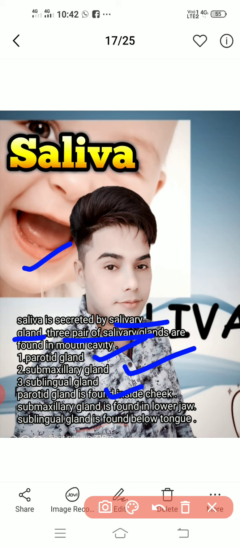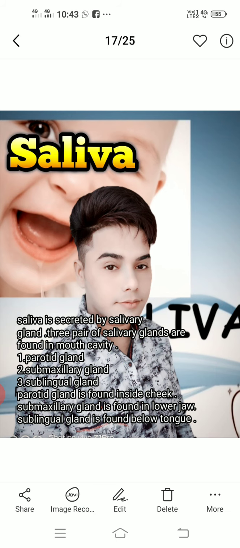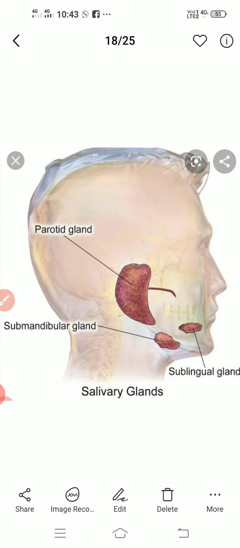Now you can ask one question to me, sir, where the parotid gland is found, where the submaxillary gland is found, and where the sublingual gland is found. तो dear students, parotid gland तो found in the cheek, आपके गाल के अंदर पाई जाती है. Submaxillary gland is found in the lower jaw, निचले जबड़े के अंदर पाई जाती है. Sublingual gland is found below the tongue, ये आपके जीभ के नीचे पाई जाती है. Is that clear? And in this diagram you can see the location of the different salivary glands.